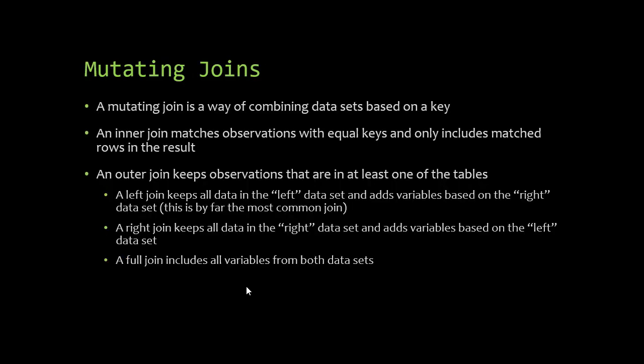The next type of join is an outer join, and we see we have 3 different ways of doing an outer join. So let's look at all 3 ways. Starting with a left join, and this is very much worth knowing about because it is, as I mentioned here, by far the most common join. What a left join will do is keep all the data in the left data set and just add to it from the right data set.